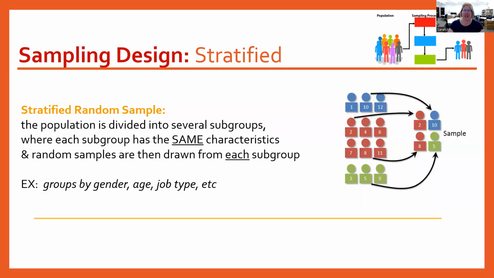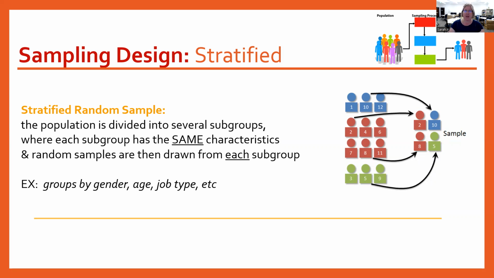The next two sampling strategies, the stratified and the cluster, both depend on groups, but the groups are done in a slightly different way for each of those styles. So we're going to start with the stratified. In the stratified, the population is split into subgroups where each subgroup has the same characteristic. And then we're going to take a random sample from every single one of those subgroups.